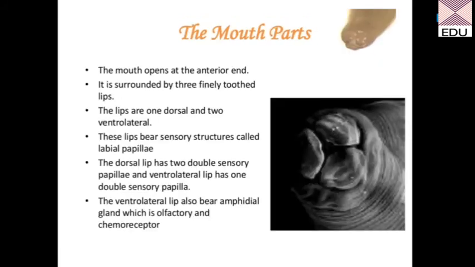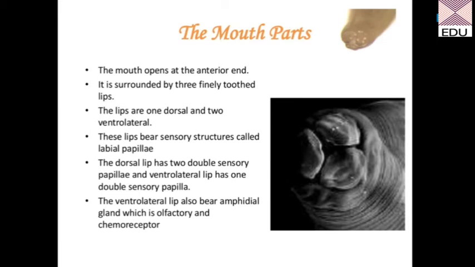Now we are talking about the mouth parts of the Ascaris. So students, the mouth opens at the very anterior end. The mouth is at the anterior side. It is surrounded by three lips. This is very, very important to note, that there is a presence of three lips. These are not two, these are three. In the diagram you can very well see the lips.